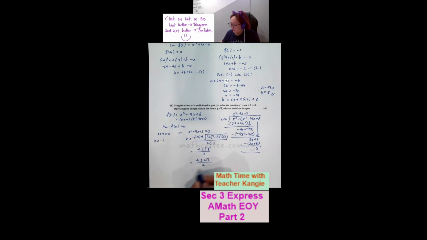So therefore 4 divided by 2 is 2, 2 divided by 2 is 1. And therefore these will be the two roots. So you have x equals negative 4 as one of the roots, and 2 plus minus square root 2 as the other two roots. And that's all, because they want you to put it in the form of c plus minus square root d.